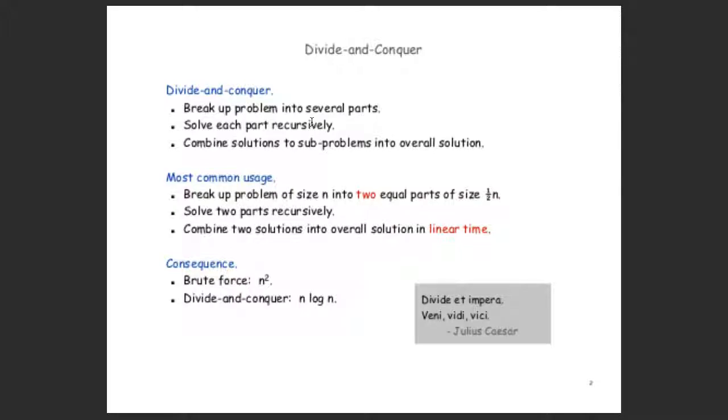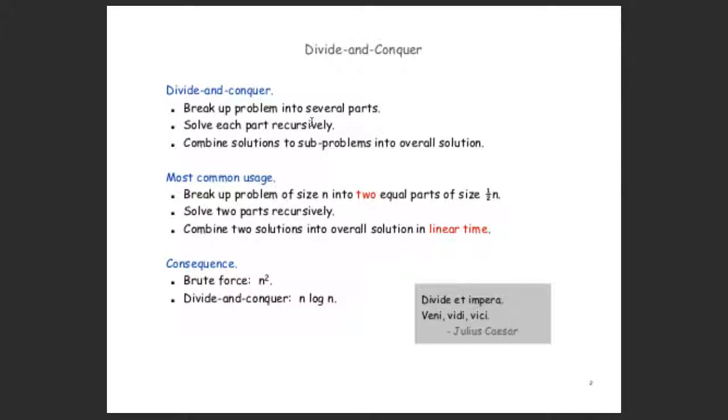We talked about the basic idea, right? The basic idea is to break up the problem into several parts, solve each part recursively, and then combine the solutions to those two problems into an overall solution. Most commonly, we break up the problem of size n into two equal parts of size n/2, solve the two parts recursively, and then if we can combine the two solutions into an overall solution in linear time, and this is important, then we go from n squared to n log n.